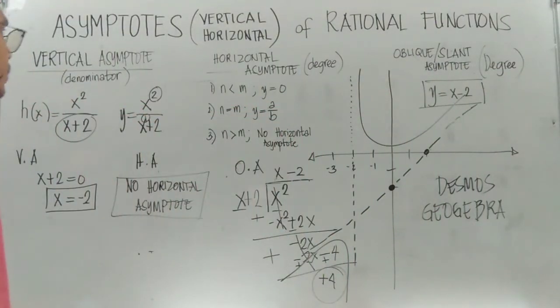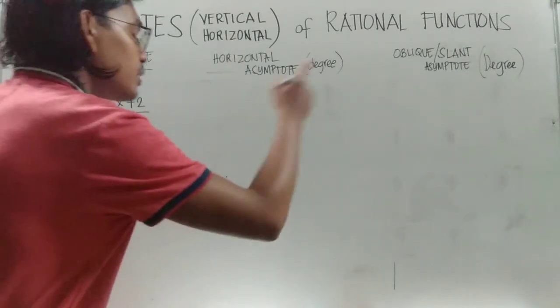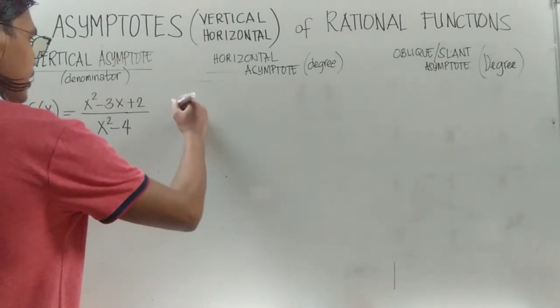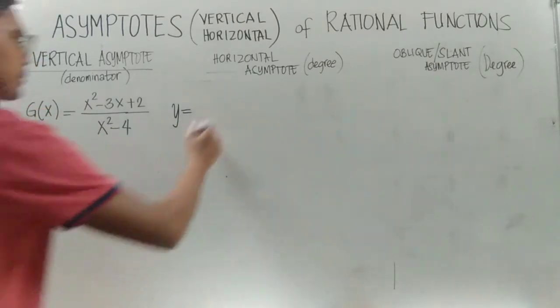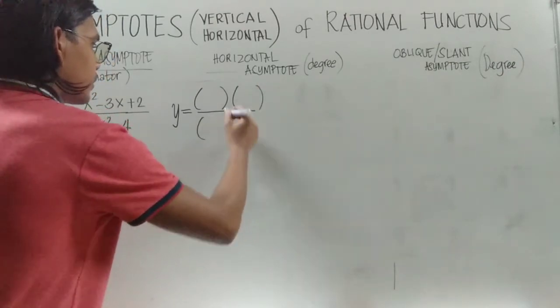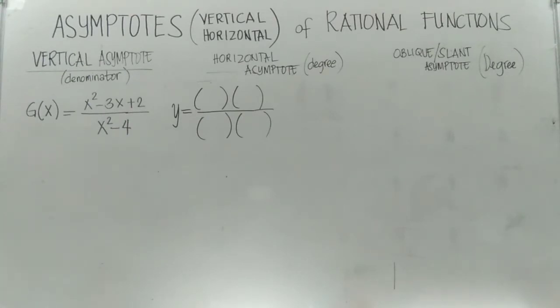Okay, so let us proceed to another example. We have the function g of x equals x squared minus 3x plus 2 over x squared minus 4. Before we can solve your vertical, horizontal, and oblique asymptote, let us first simplify your function g of x. So let us directly convert it into y form, then unfactored form. If you can see, both are in quadratic degree, and it means that we can factor.